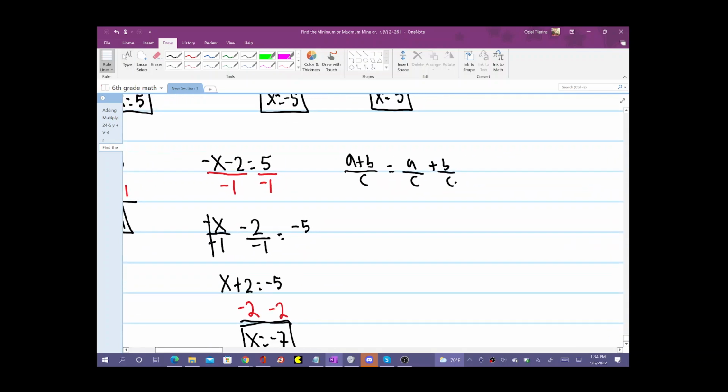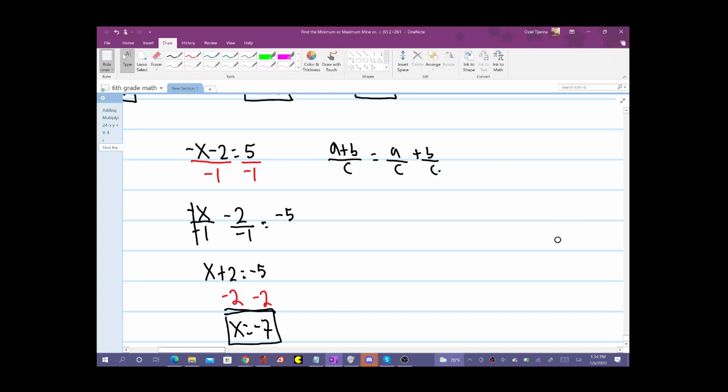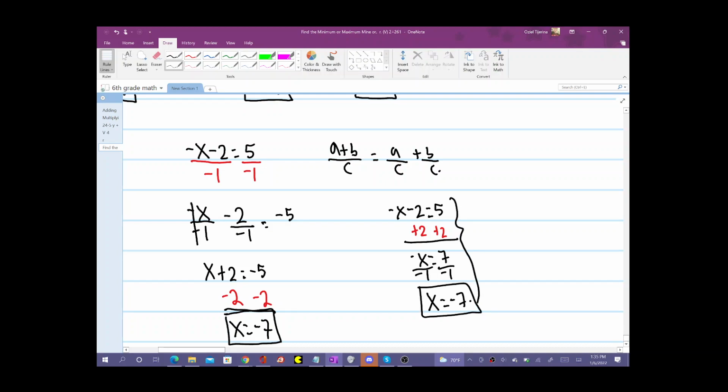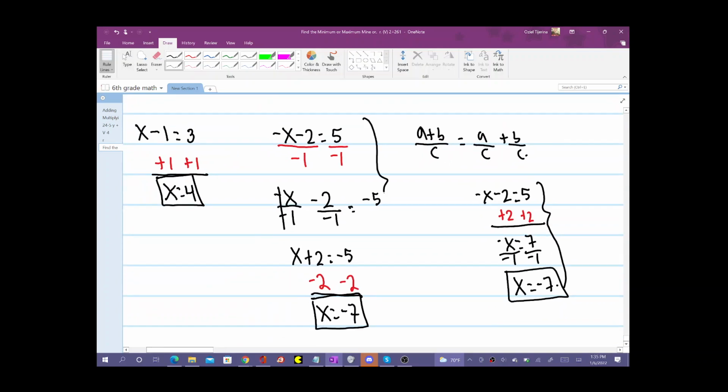There is another way you can do this one. You can go ahead and say -x minus 2 equals 5, and then add 2 to both sides, and then say -x equals 7, and then divide both sides by -1, and you're left with x equals -7. This method is actually the more common method, but you can also do it the other way. If you find this method to be too difficult, I would recommend doing it that way.